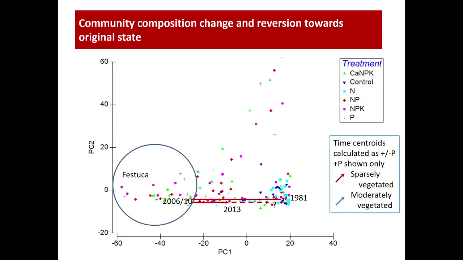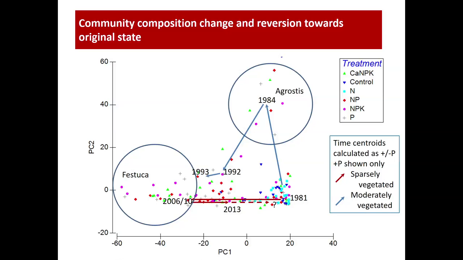And a slightly different pattern with moderately vegetated plots. By 1984, so only 3 years after our first survey, we now have Agrostis-dominated plots up here. But then the trajectory of community composition goes through the early 90s and then to 2006 and 2010, so very similar to the sparsely vegetated plots in terms of community composition. And again, then a return in 2013 with a possible future trajectory towards the original community composition. So some really interesting results in terms of not just phosphorus limitation, but possibly release of phosphorus limitation when we added phosphorus, but also possibly then phosphorus loss and reversion back to the original community.